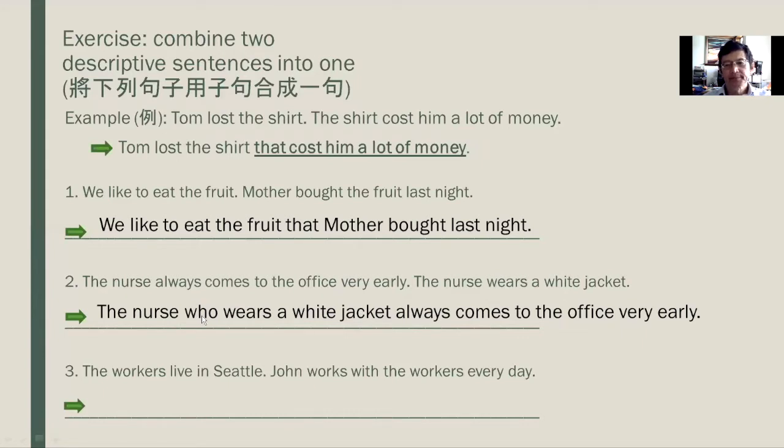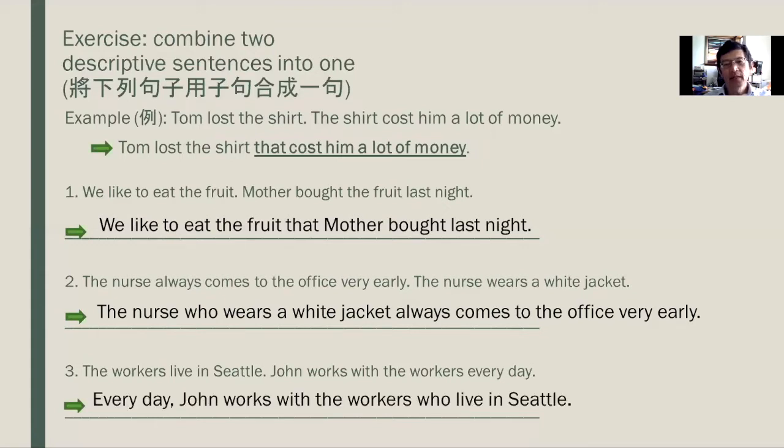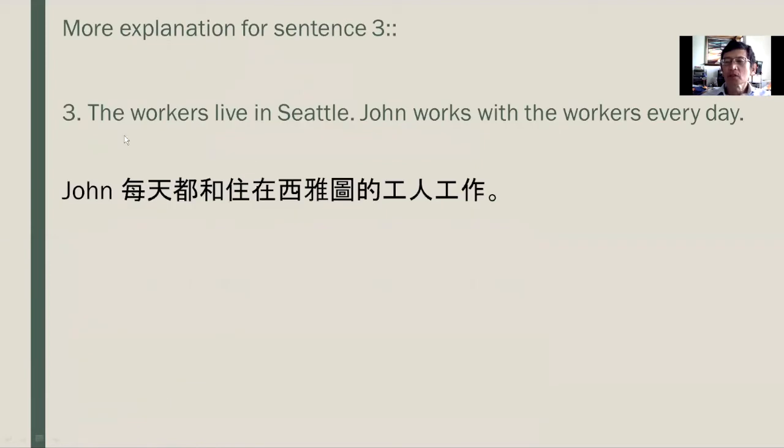Number 3, the workers live in Seattle. John works with the workers every day. One sentence that can be used would be, every day, John works with the workers who live in Seattle. Notice this time the clause sentence is a little bit trickier because I use the comma here. Let me explain this a little bit more. The clause sentences can be, the workers live in Seattle. John works with the workers every day.